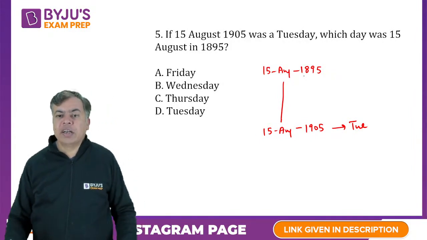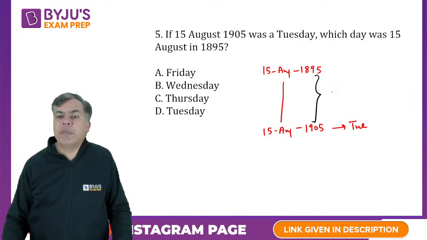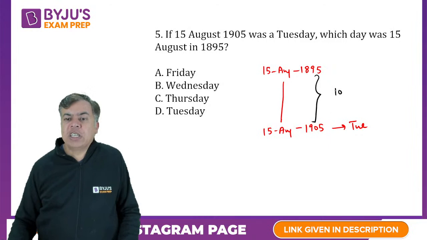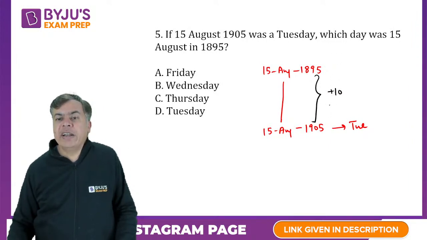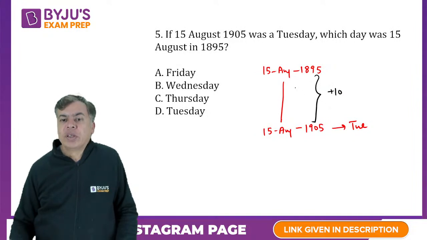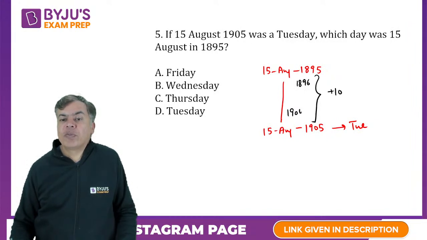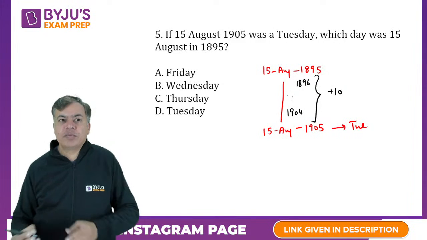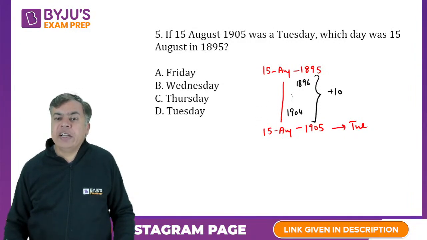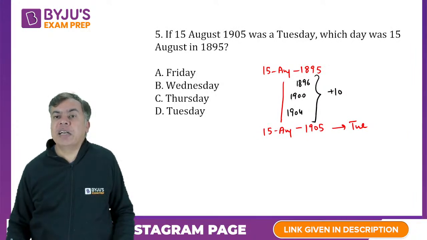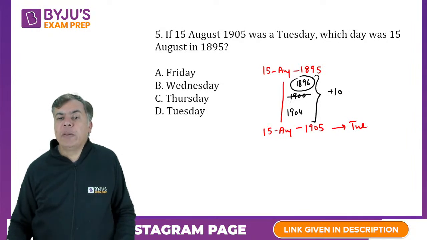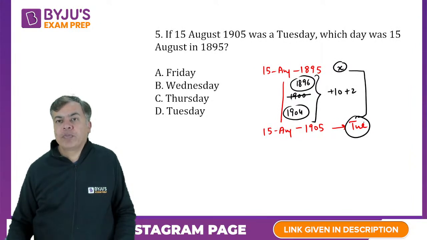Then the method is that you will count the number of years. The gap is 10 years. So the gap will be 10 days plus how many leap years are there? One leap year is 1896 and one leap year is 1904. 1900 is not a leap year, right? Even though 1900 is a multiple of 4, it is not a leap year. So there are two leap years in between. So you will add plus 2. So whatever is the day, if you add plus 12, then you will get Tuesday, right?